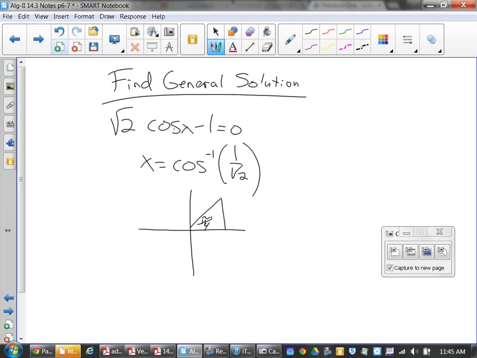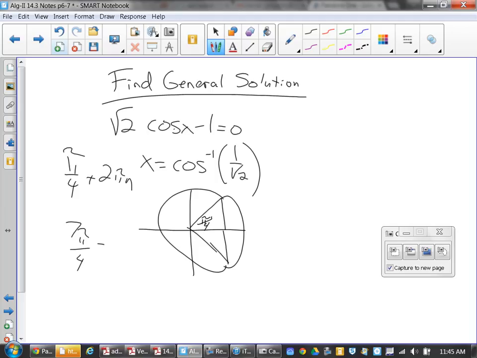1 over root 2. Where else is cosine positive? Wait, don't tell me. Not that one, the other one. Cosine is positive there. So your two answers are at pi over 4 and 7 pi over 4. Are these two values equidistant from one another? No. So you tack on a 2 pi n. But if they are equal distance, it's just pi n? Yes, it'll be pi.